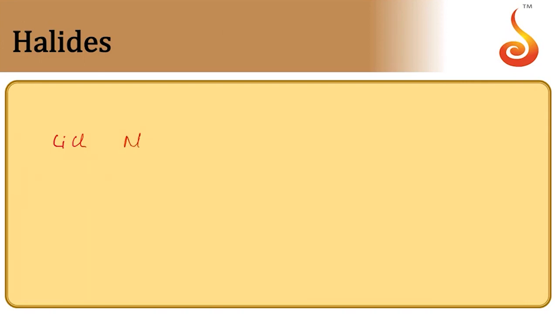Say lithium halides means lithium chloride, then sodium chloride, then potassium chloride, then rubidium chloride, then comes cesium chloride. We have taken all chlorides here. First, the compound which has the highest lattice enthalpy. Lattice enthalpy depends upon Coulombic force of attraction. So the smaller the size of the cation, the higher the lattice enthalpy.